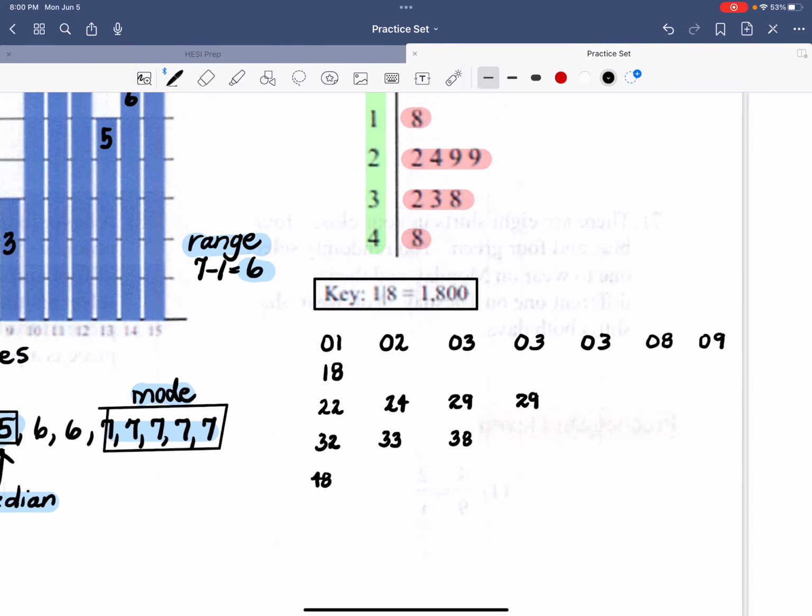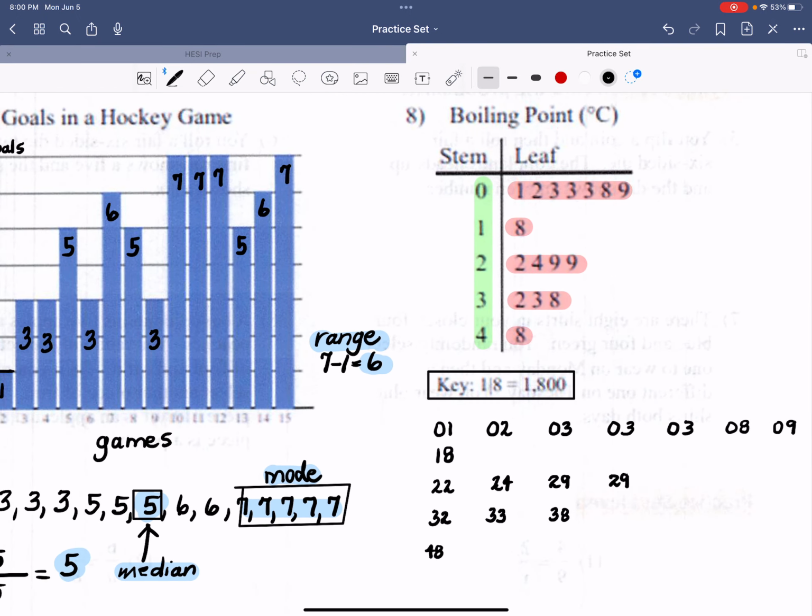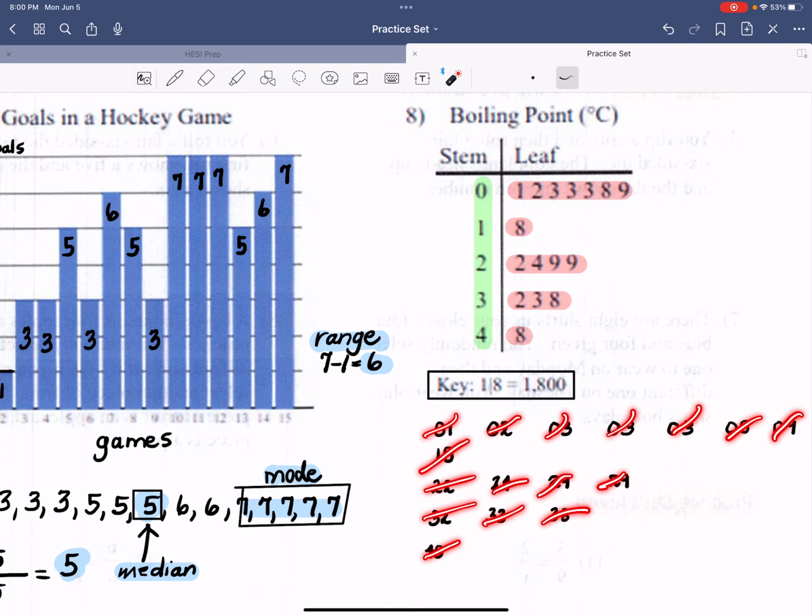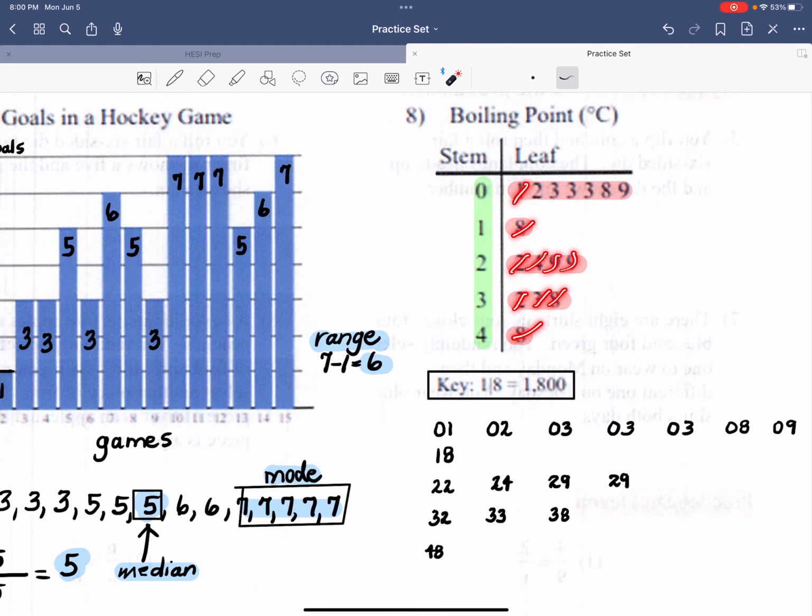So all I've done here is to pull my stems and leaves together down here, and I'm going to count. 1, 2, 3, 4, 5, 6, 7, 8, 9, 10, 11, 12, 13, 14, 15, 16. So they're all accounted for.